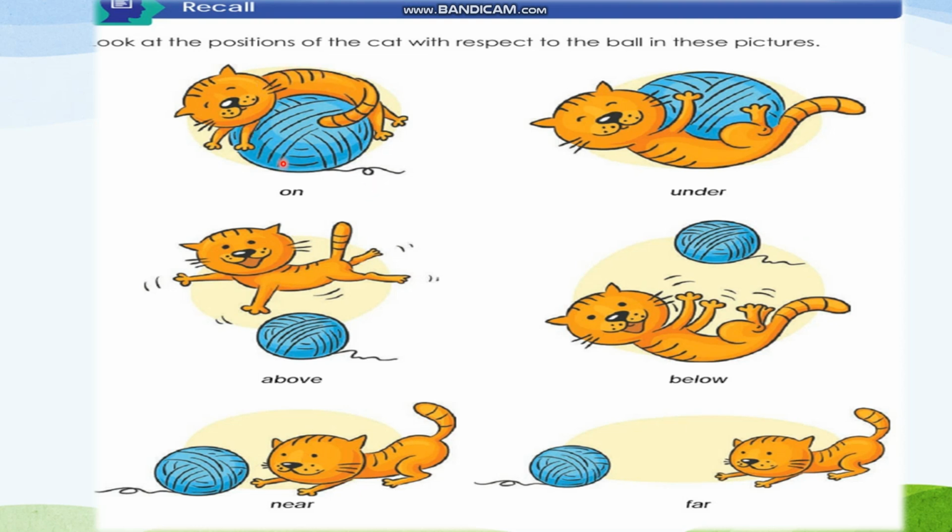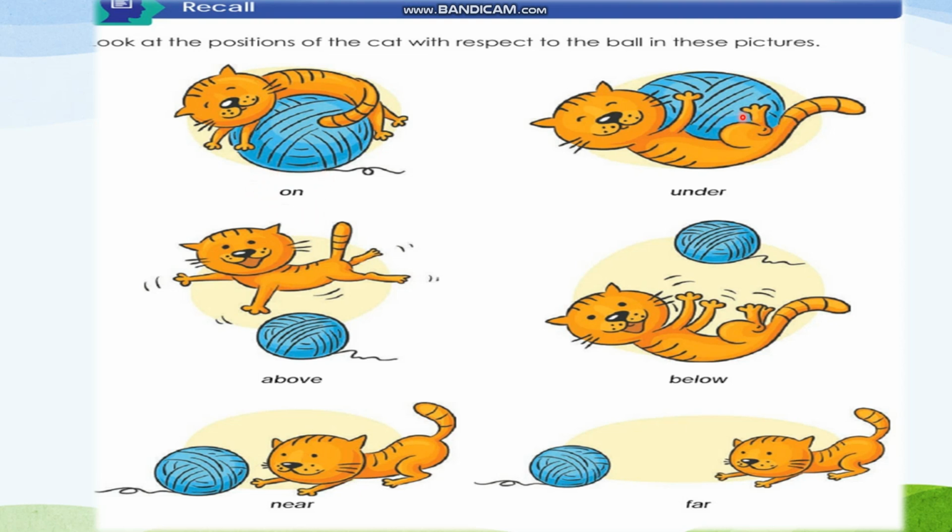Look at this picture, children. Here, look at the positions of the cat with respect to the ball in these pictures. So here you have to check the position of the cat with respect to the ball. Okay. So here this cat is on the ball. The cat is on the ball. So here the spatial word is on.